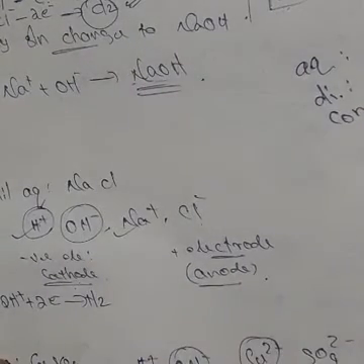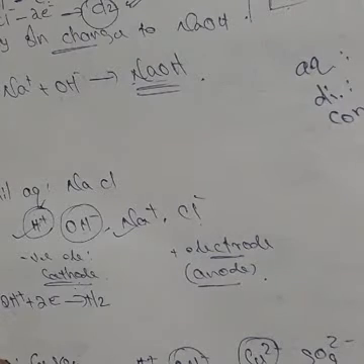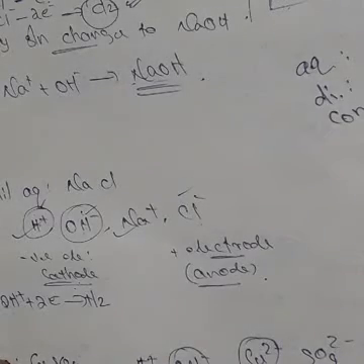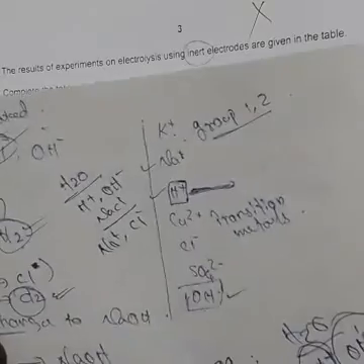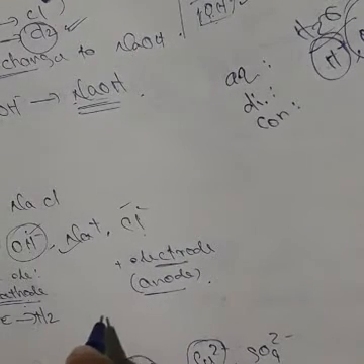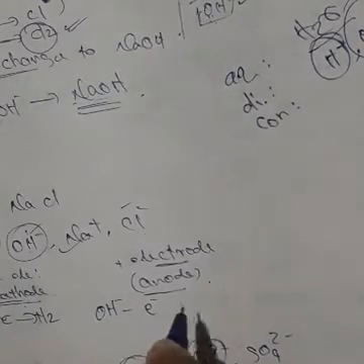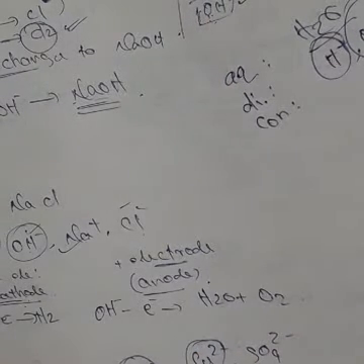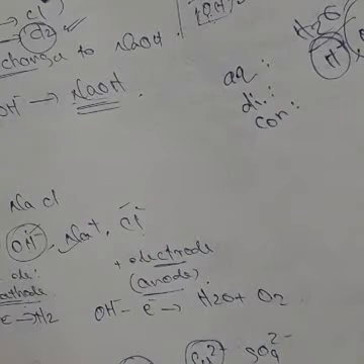Clear. Next we have to write the product formed at positive electrode, anode. At anode, anions are coming. Anions mean OH minus or Cl minus. So which one do we choose here? We have to choose OH minus, not Cl minus. OH minus is the lowest one. Clear? So remember the equation for OH minus. OH minus loses electrons and changes to water and oxygen. You have to remember this equation. Clear?